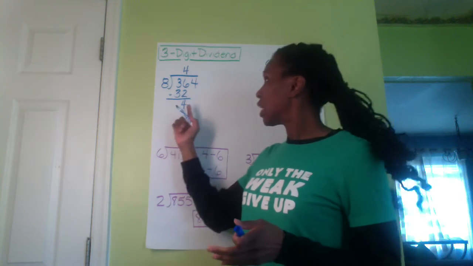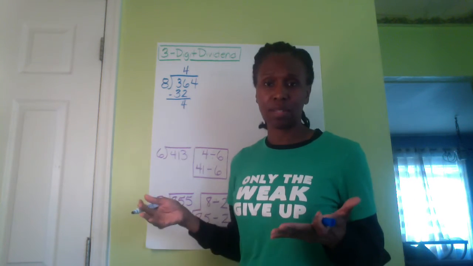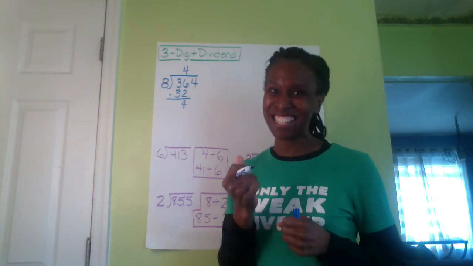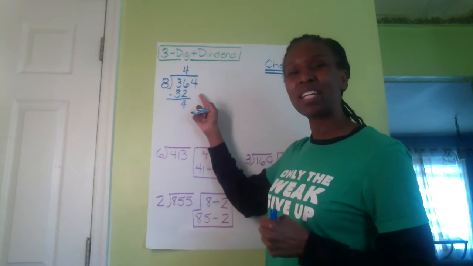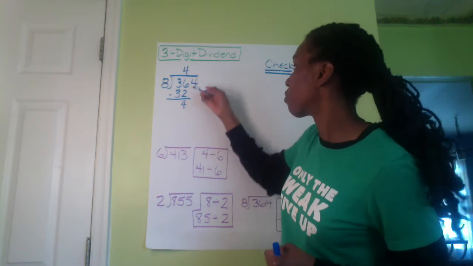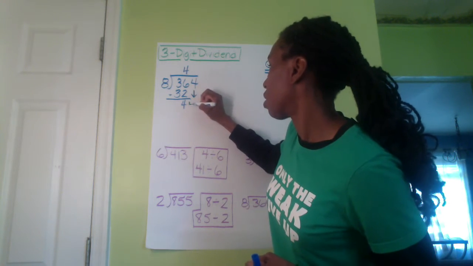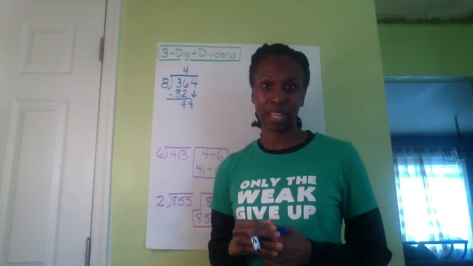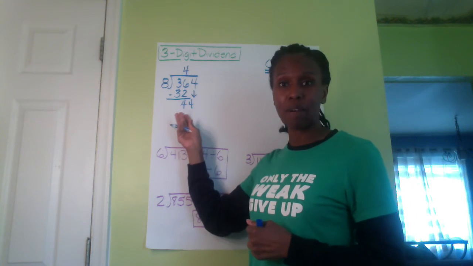I compare. Is 4 less than 8? Well, sure it is. As long as that's true, I go on to the next step, which is bring it down. I'm bringing down the next digit of my dividend, which is a 4. And now I repeat the whole process over again. Now we're working with 44 divided by 8.